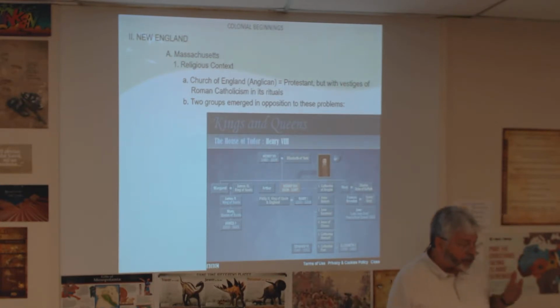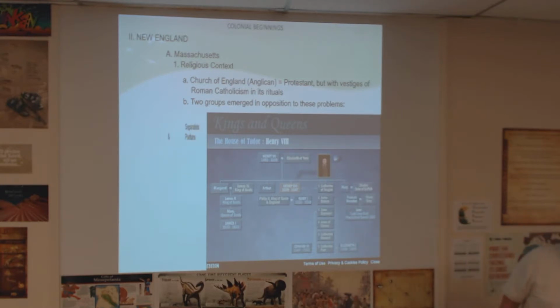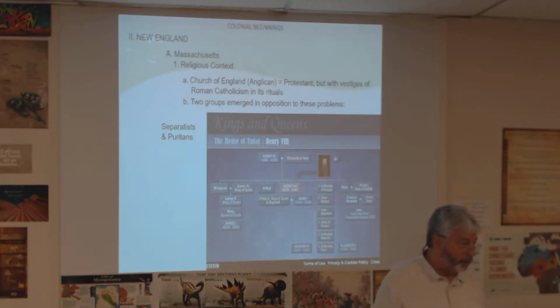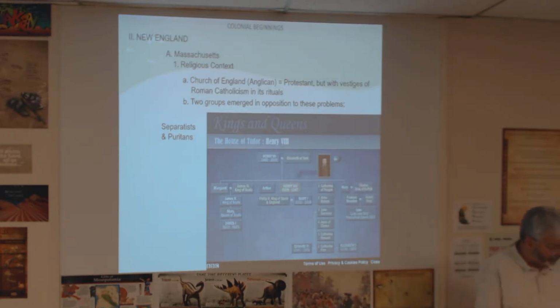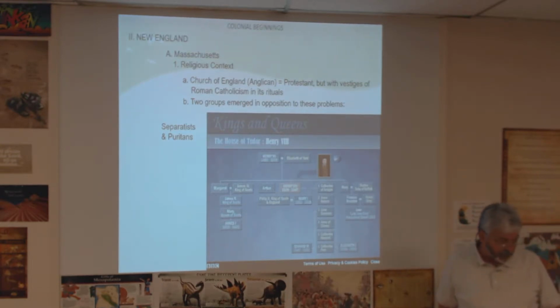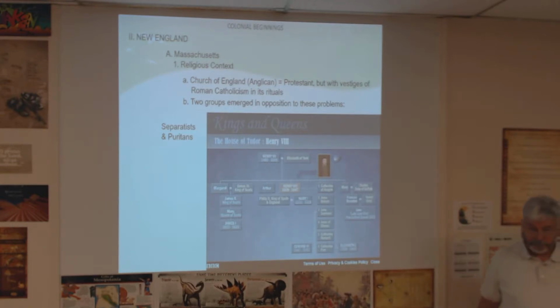All right. There was another group of strong Protestants who believed that they could possibly change the church from within. They wanted to purify the church, and they were called Puritans. So these two groups emerged, Separatists and Puritans. And they're going to be the focus of our attention as we look at the people that came to settle Massachusetts. Okay, got it so far? Any questions?